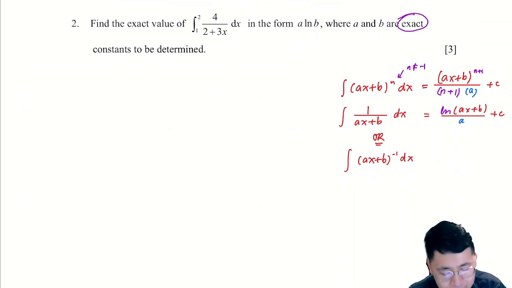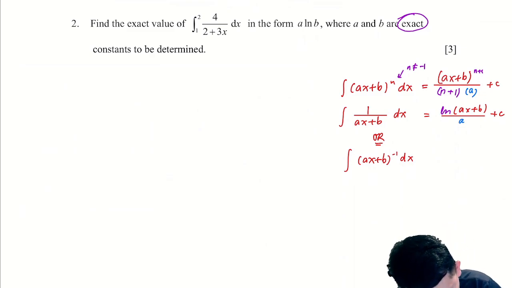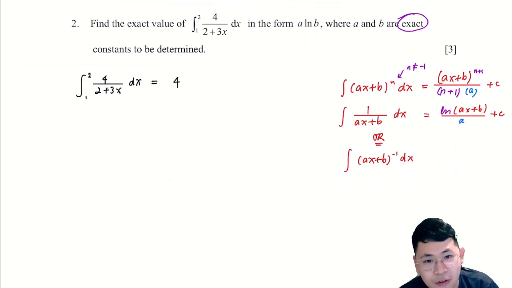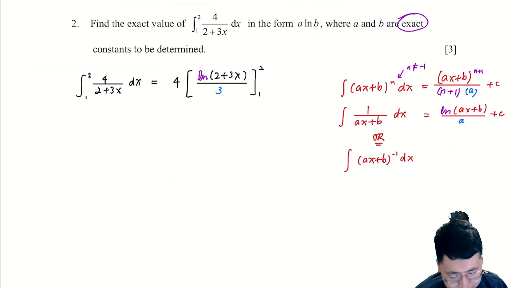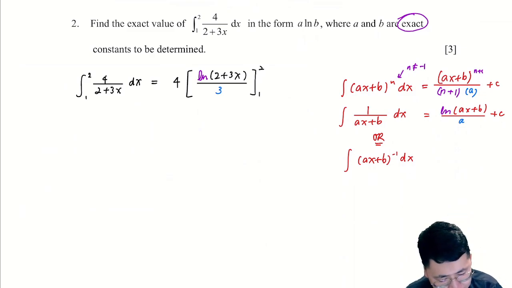Okay, so let us do this now. So now we will integrate from 1 to 2 the expression 4 over 2 plus 3x dx. First I will bring the 4 out because 4 is a constant, so I'll leave it there. Now integrating this is to integrate to a ln function. I'm going to copy and paste the original expression divided by the a. Where is the a? The a is actually 3. Because of the reverse chain rule, I will need to divide by the a. So I will get this expression.